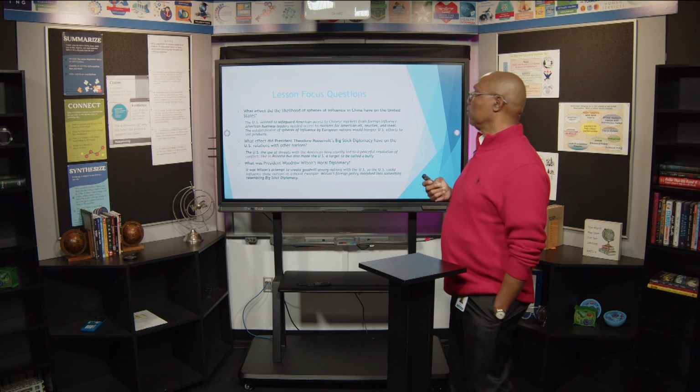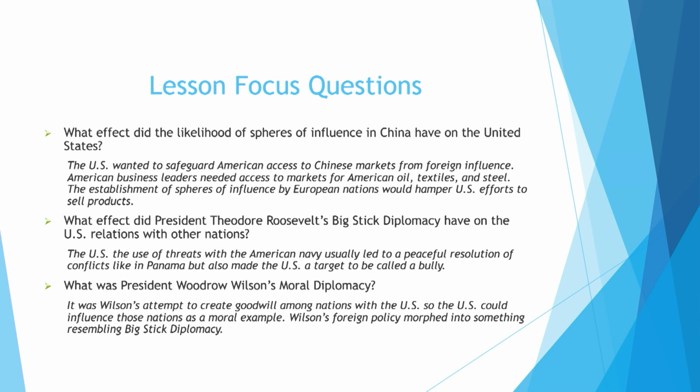And what we're going to do is look at those questions now. First question is, what effect did the likelihood of spheres of influence in China have on the United States? Well, the answer to that is the United States wanted to safeguard American access to Chinese markets from foreign influence, and American business leaders needed access to markets for American oil, textiles, and steel. The establishment of spheres of influence by European nations would hamper U.S. efforts to sell products.